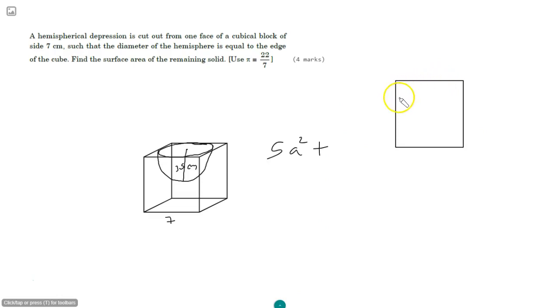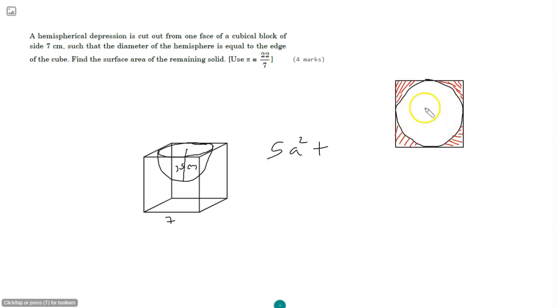Here is the original face of the cube. Then you will have one circle like this. This is the top face of the hemisphere that's carved out from the cube. So in the remaining solid, you will have these four corners and you will have the hemispherical cavity.